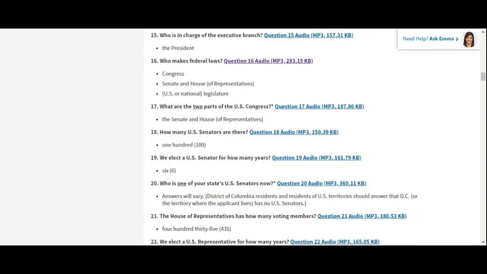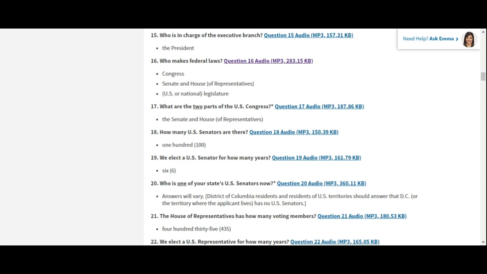How many US senators are there? 100. We elect a US senator for how many years? 6 years. Who is one of your state's US senators now?